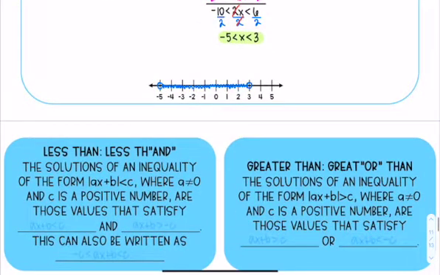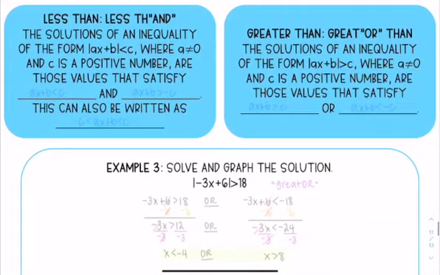And so let's just go ahead and fill in the information for these boxes so we can complete the rest of the examples. So the solutions of an inequality of the form absolute value of ax plus b is less than c, where a is not equal to 0 and c is a positive number, are those values that satisfy those two different conditions: ax plus b is less than c, and ax plus b is greater than negative c, but we can also write it the shorthand way as negative c is less than ax plus b, which is less than c.